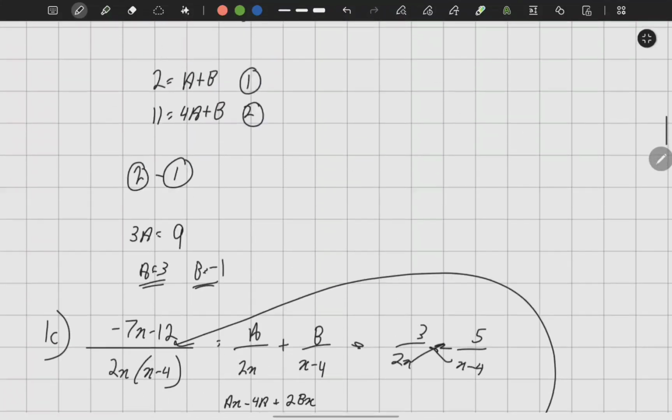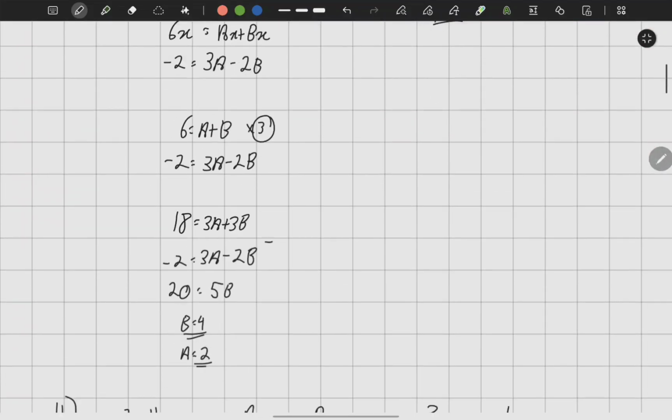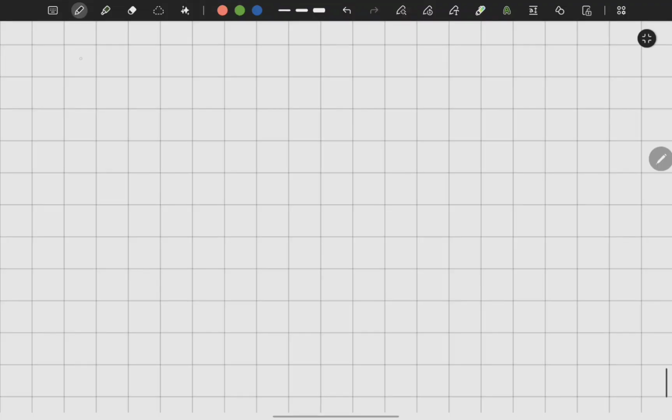Okay. Last question. Okay, so we have 2x minus 14 and x squared plus 2x minus 15. So this is h: 2x minus 14 over x squared plus 2x minus 15.